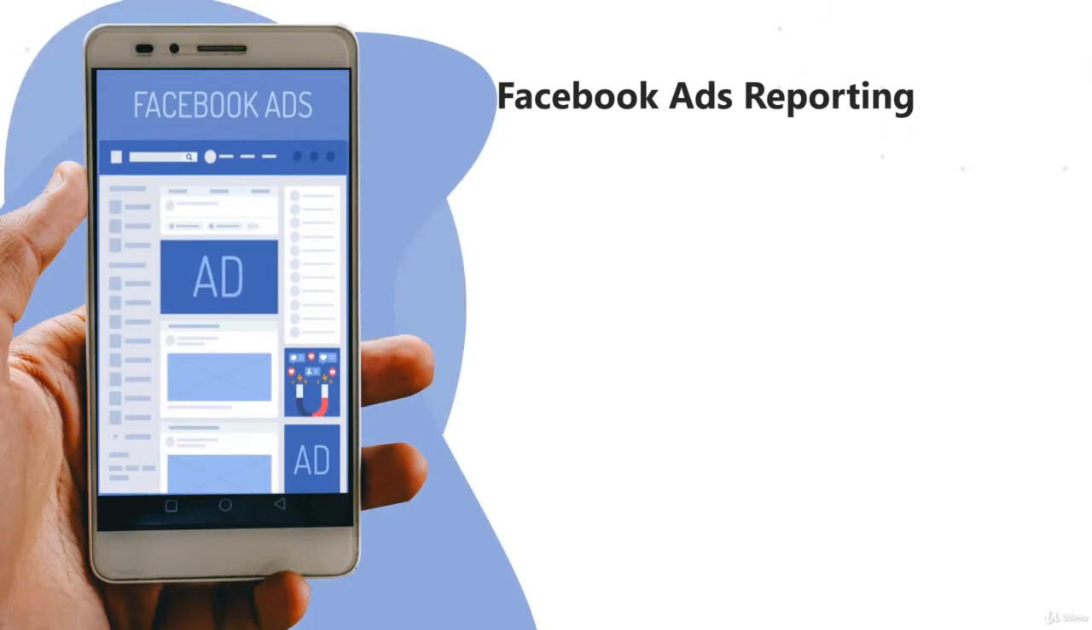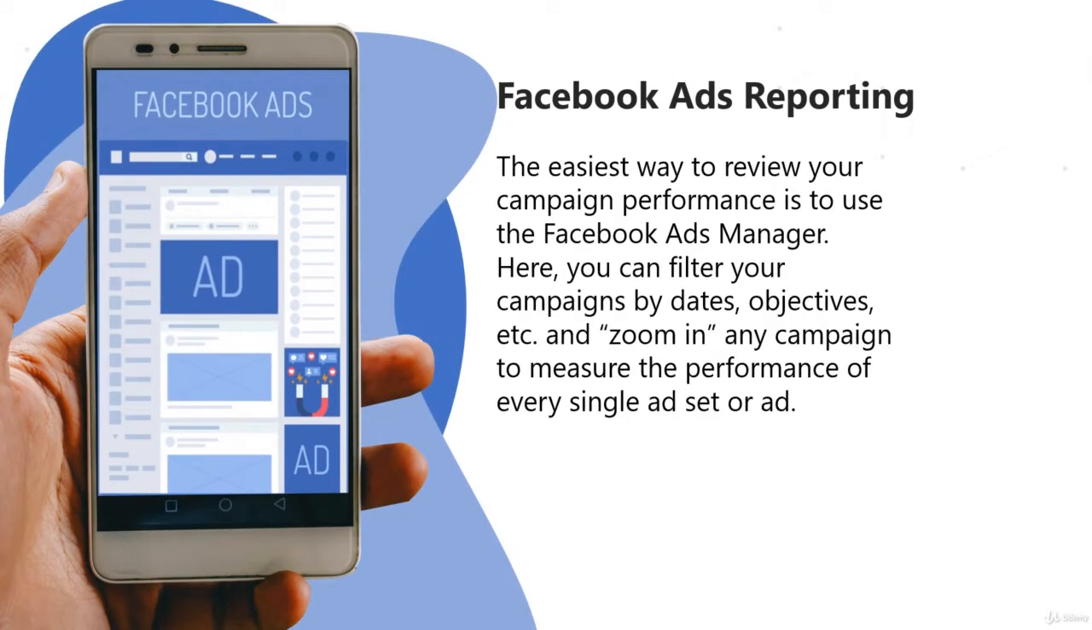Facebook Ads Reporting. The easiest way to review your campaign performance is to use the Facebook Ads Manager. Here, you can filter your campaigns by dates, objectives, etc. and zoom in on any campaign to measure the performance of every single ad set or ad.